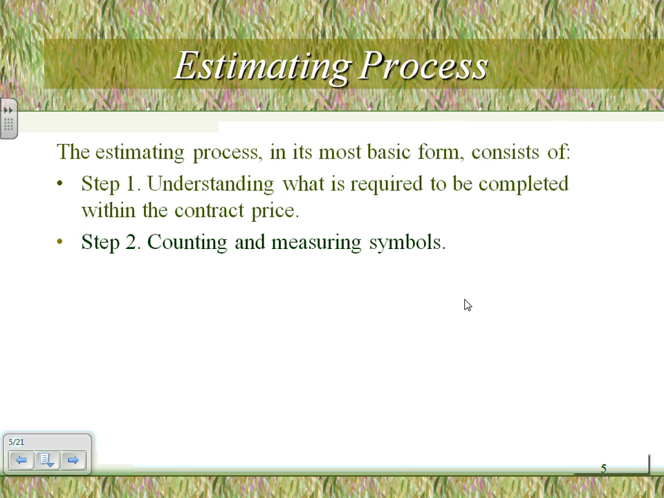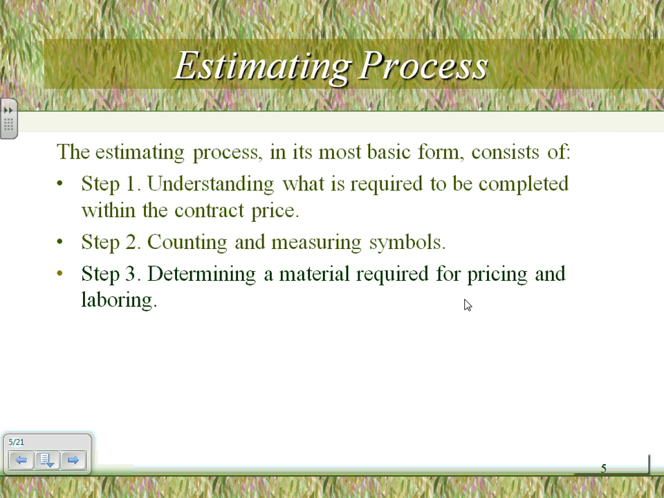Step number 2, counting and measuring symbols. Step number 2 is takeoff. That's what the takeoff is. That's where you start to take off. Takeoff is two words. Measuring, symbols, counting: measuring distances and counting symbols. You're going to count how many receptacles there are, and measure the feeders and the branch circuits for them.